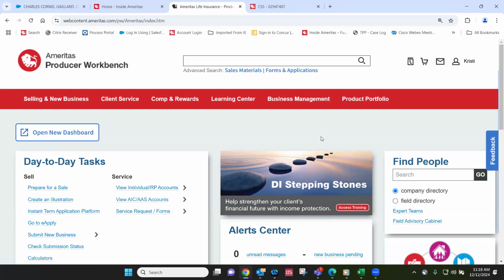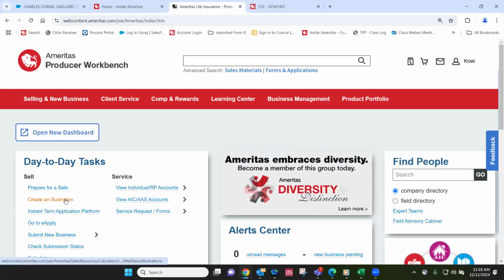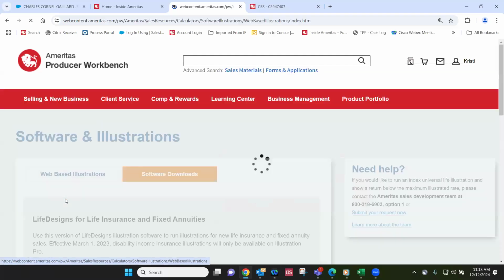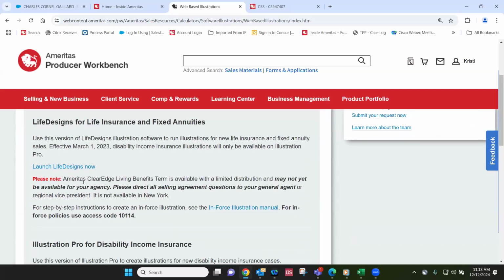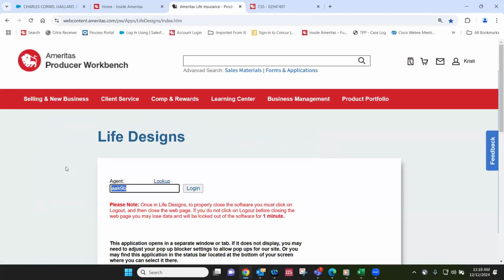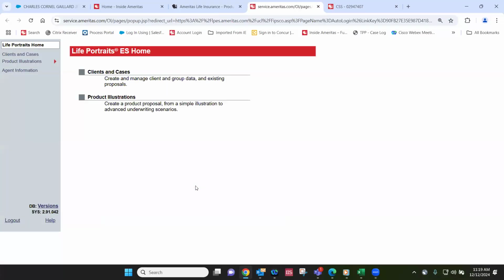What we're going to do is start off by doing a max funded IUL contract. So how we're going to get into our software, everyone I believe knows this. We're going to click on create an illustration from the producer workbench homepage. We're going to arrow down. We're going to launch Life Designs now. Your name as the agent will already be filled in here. You're just going to click the login button. That will get you into the login screen.